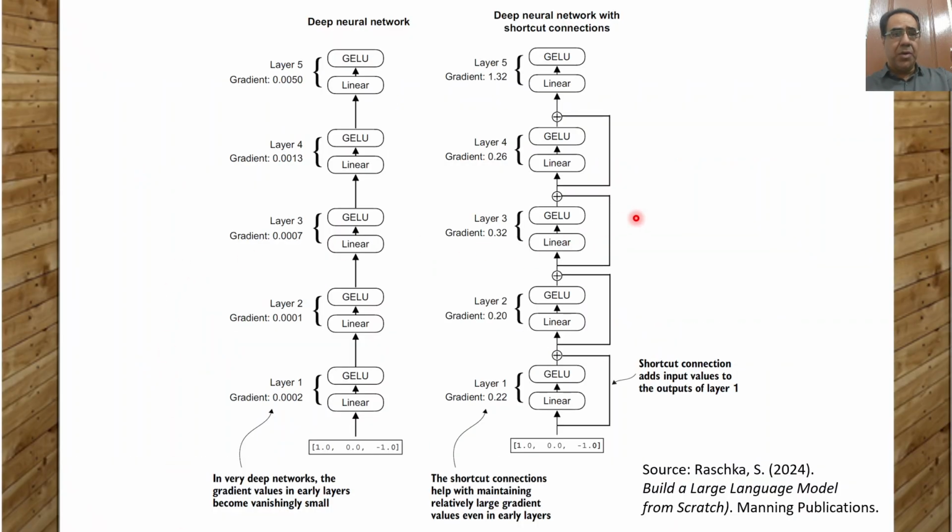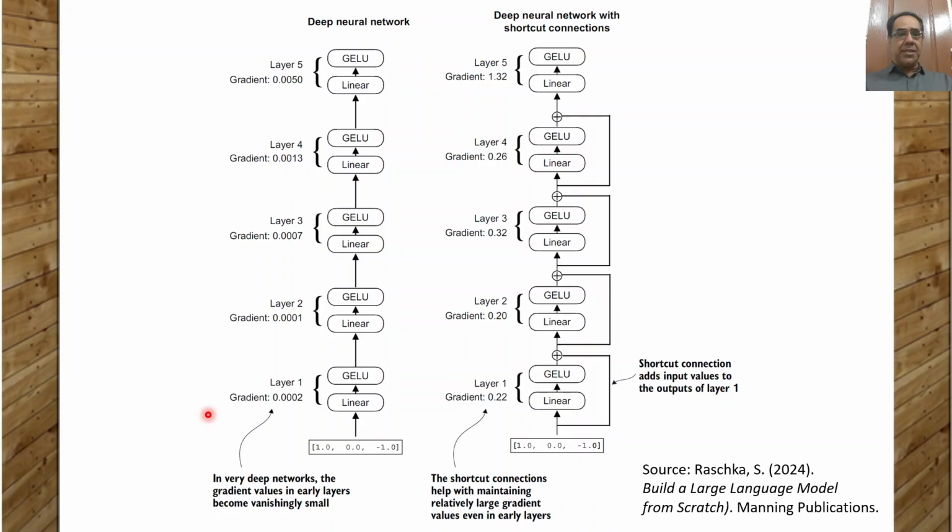Now we are going to discuss the necessity of shortcut connections. In this figure, the left one, a deep neural network consisting of 5 layers without shortcut connections is shown. As you can see in this structure, the gradient values in early layers become vanishingly small. Here the gradients denote the mean absolute gradient at each layer.